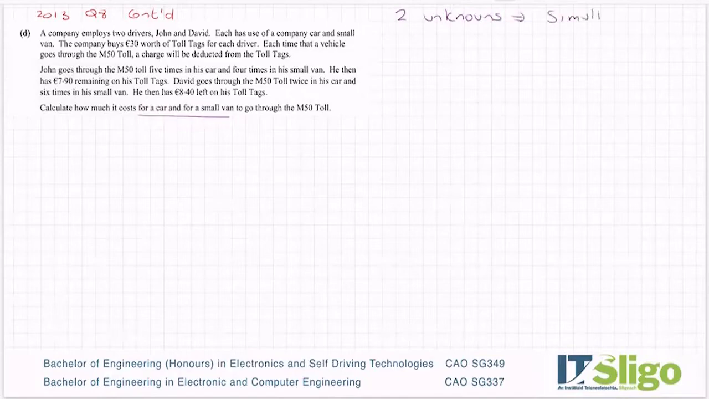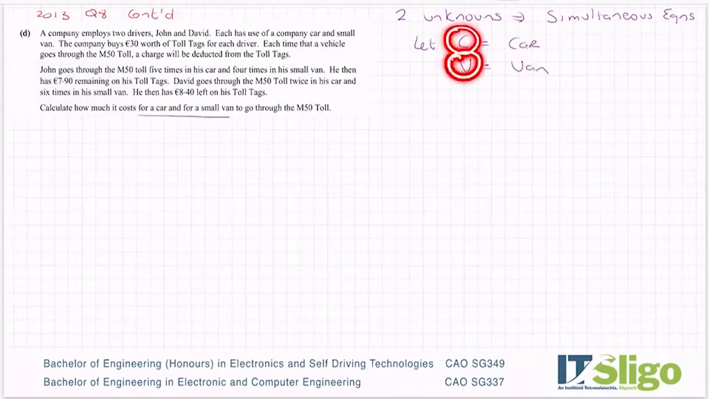Therefore, you're looking at simultaneous equations. Okay, that is how we solve for 2 unknowns. I'm going to let C equal car, V equal van. You can call your letters anything you want.